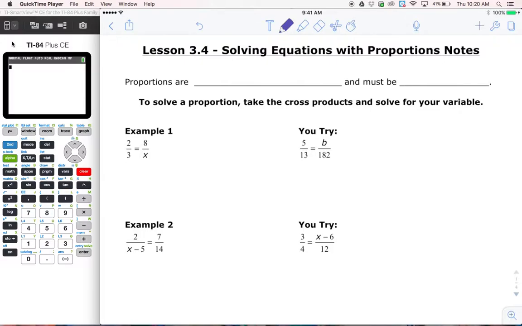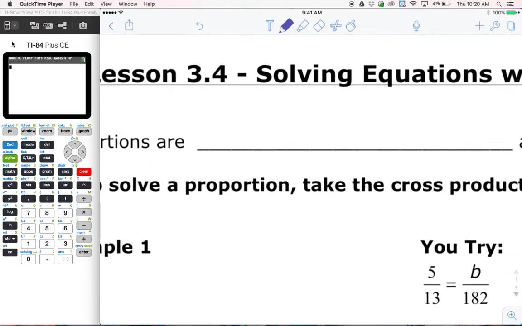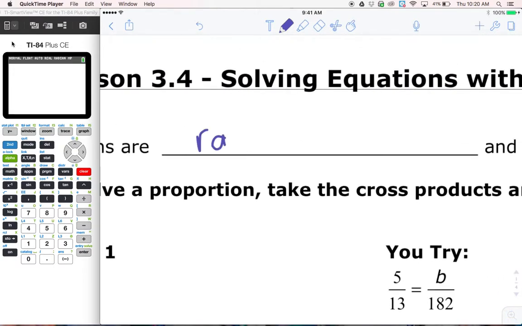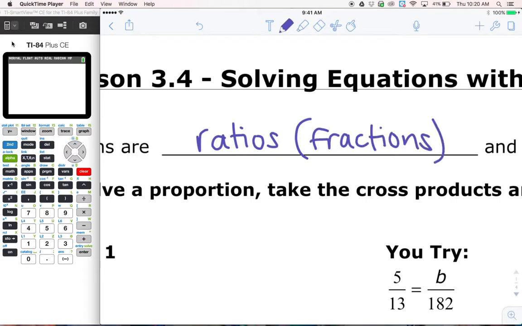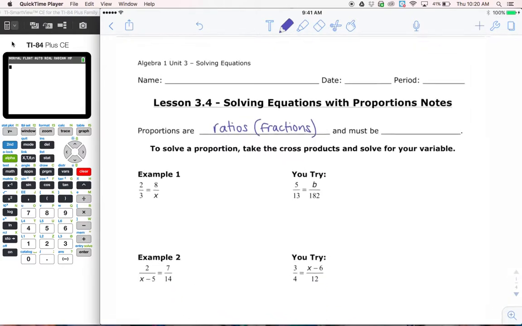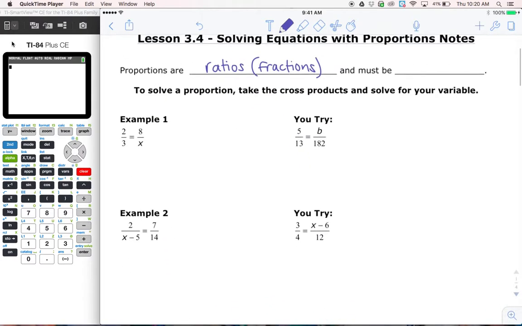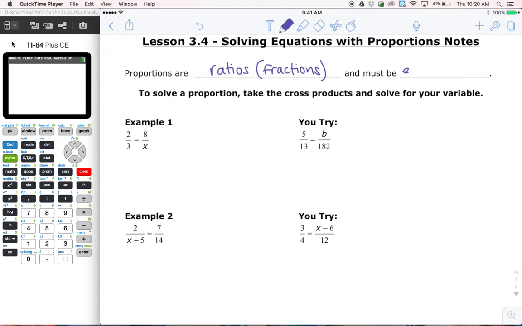All right, today we are solving equations with proportions. Just really quickly, let's remember that proportions are just ratios. Another way to think about them is fractions. They're also surrounding an equal sign, right? So proportions are ratios that are equivalent. Equal, they are equivalent.